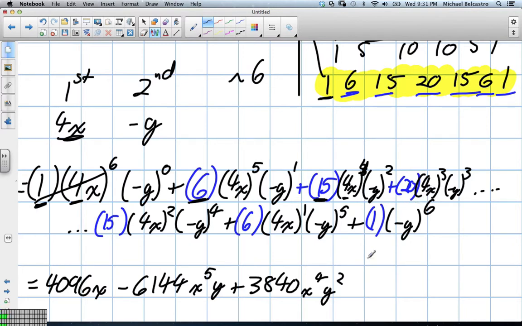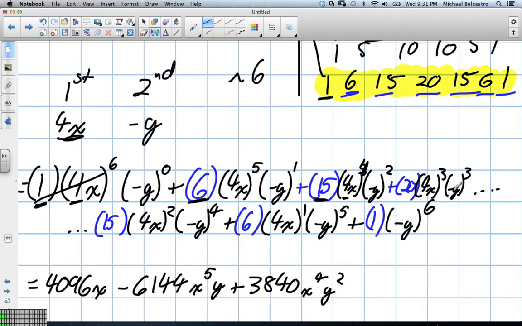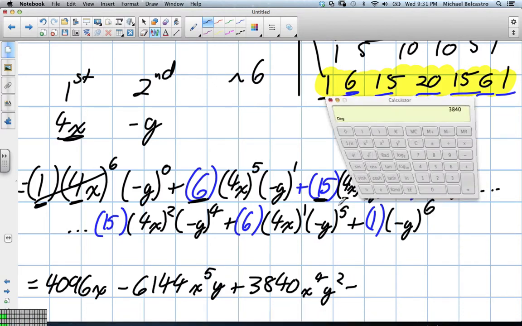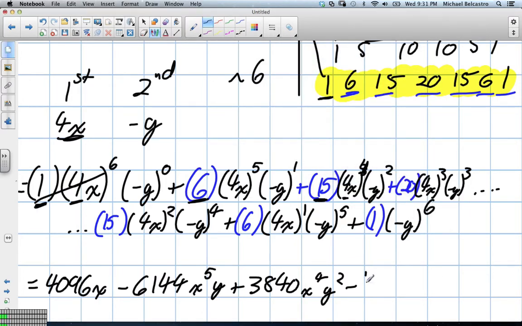Okay. So what would the next term be? Because it's negative y to the power of 3, it becomes negative, so we should put in negative. Okay, good. And then it becomes 4 to the power of 3 times 20. So what do we get? 1280. So we get 1280 x to the power of 3.